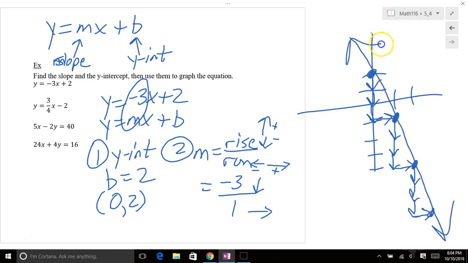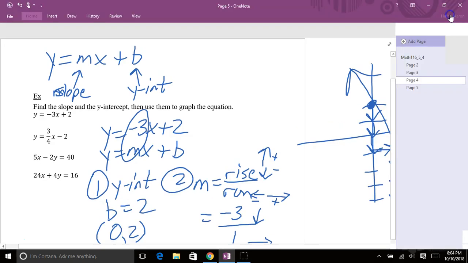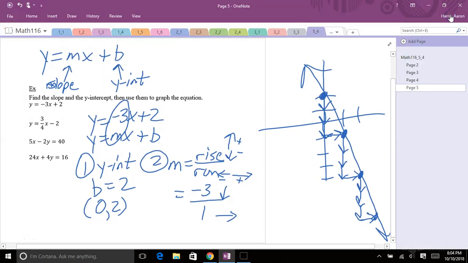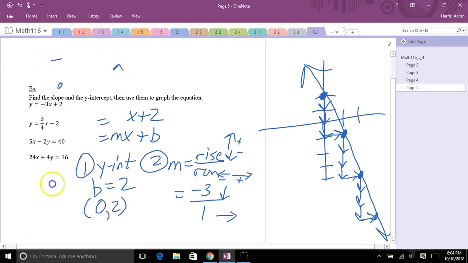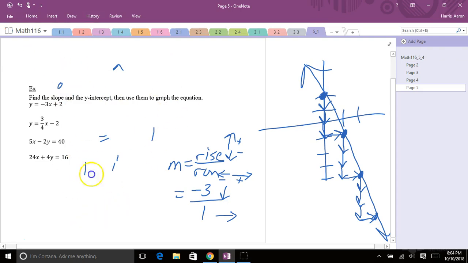That's supposed to be a straight line. So there's the equation, y equals negative 3x plus 2. Okay, so you graph your y-intercept first, and then you draw your slope from that point, from that y-intercept. Let's do the next one here.